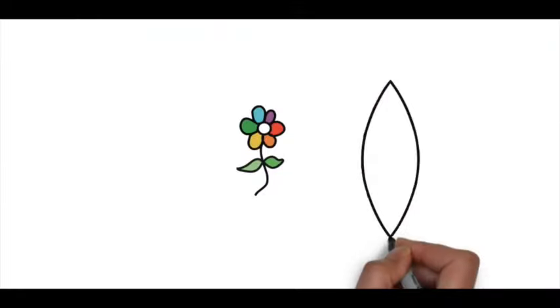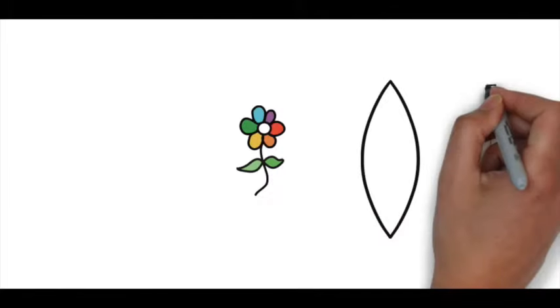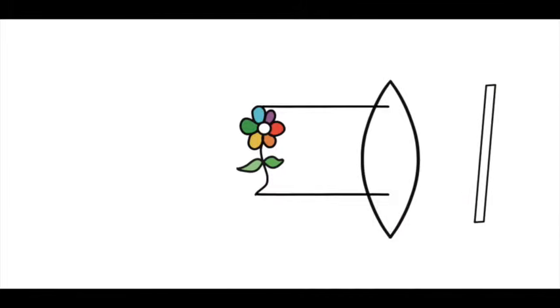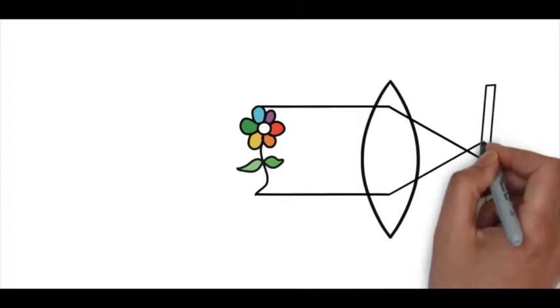Now let us understand how the human eye does the same job. As you can see, the image of the flower is formed by the lens onto the screen.